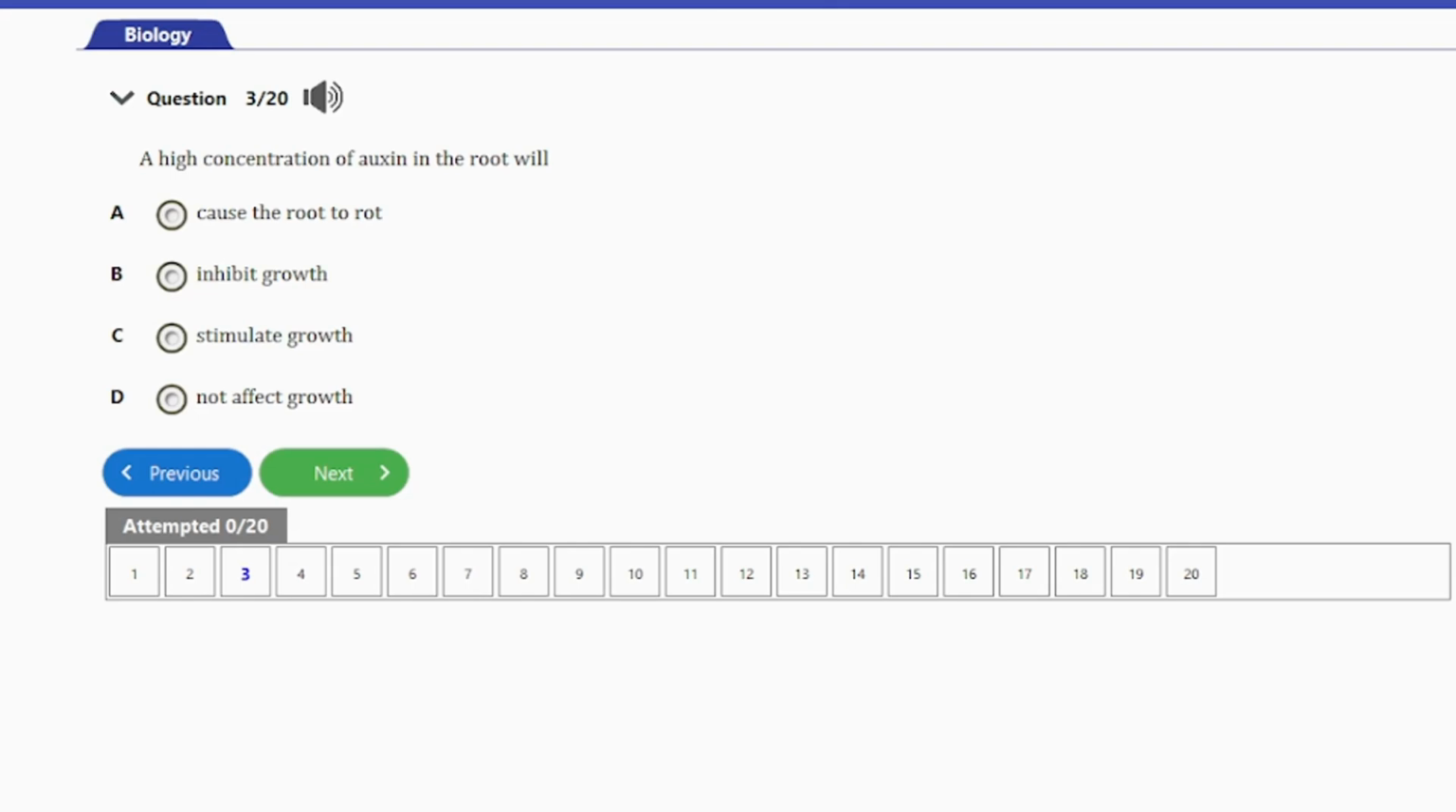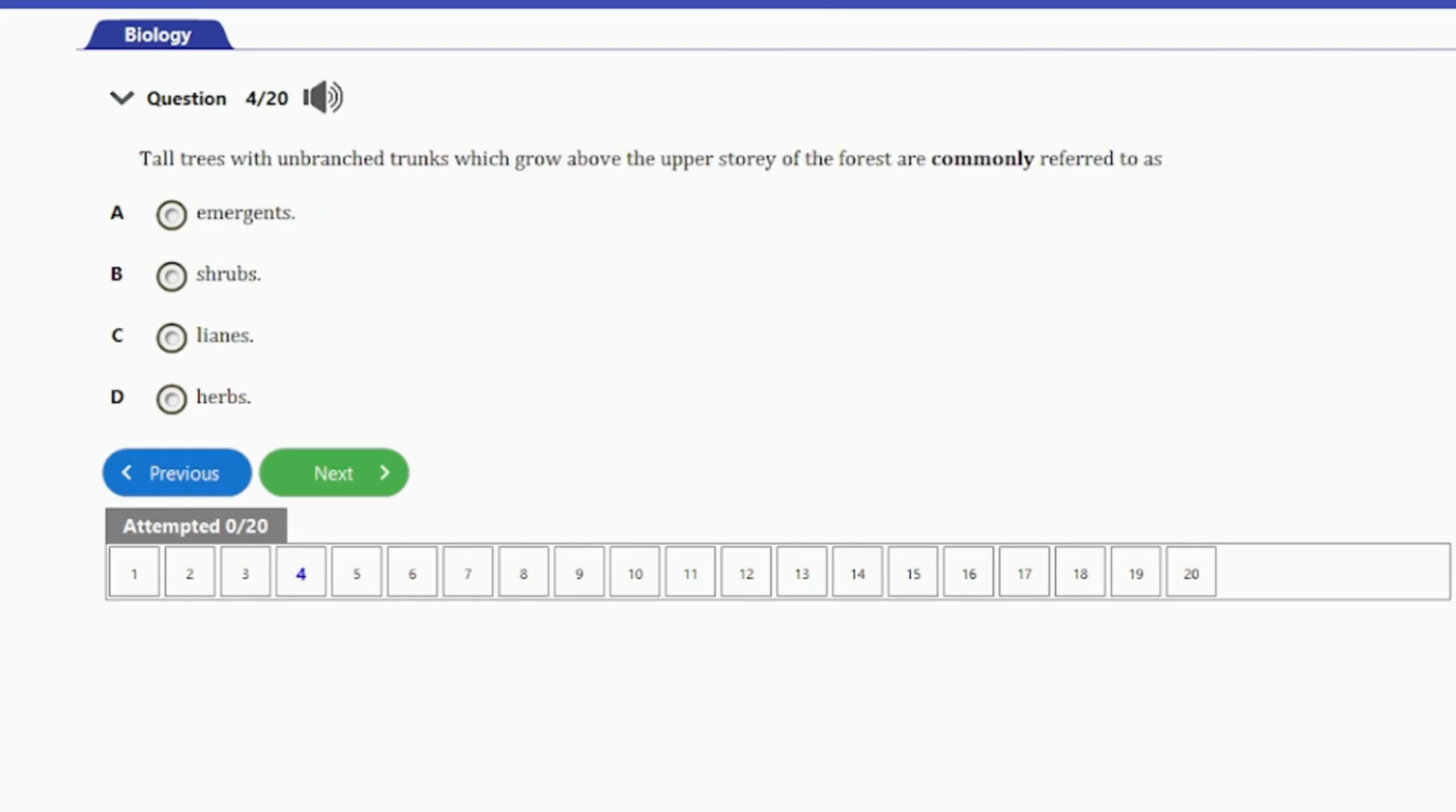Question number 3 says, a high concentration of oxygen in the roots will A, cause the roots to rot, B, inhibit growth, C, stimulate growth, D, not affect growth. The answer to this question is option B, and that's inhibit growth. So let's consider the next question.